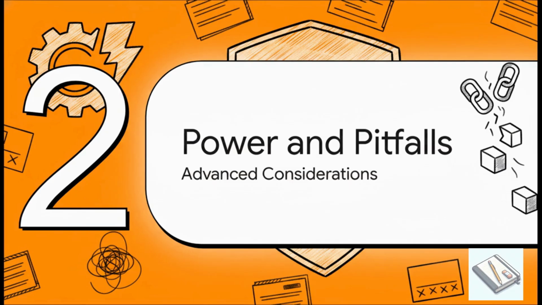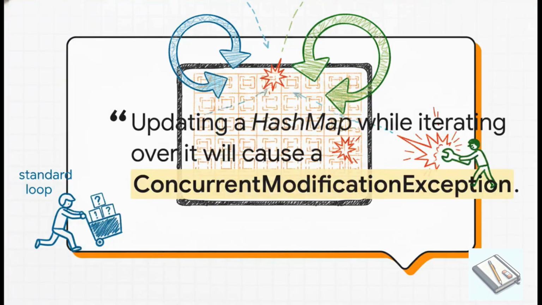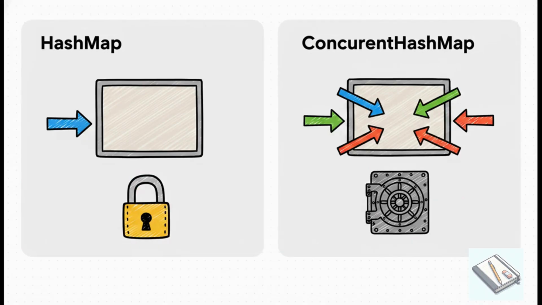So HashMap is looking like our go-to choice, but with great power comes, well, a few traps you really need to be aware of. Let's dig into some of these advanced real-world issues. Oh man, this is a classic bug that gets everyone at some point. If you're looping through a normal HashMap and anything else tries to change it at the same time, even your own code inside the loop, your program is going to crash hard. That's because standard HashMaps are just not built for that kind of simultaneous action. They aren't thread safe.